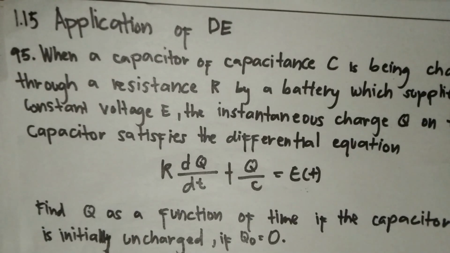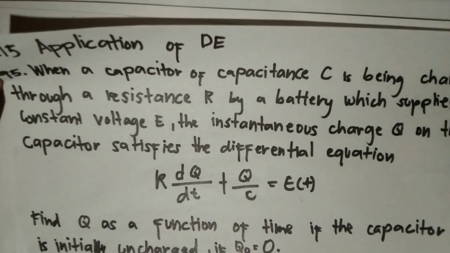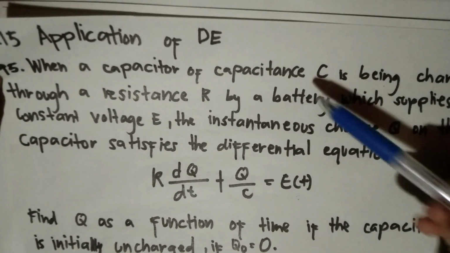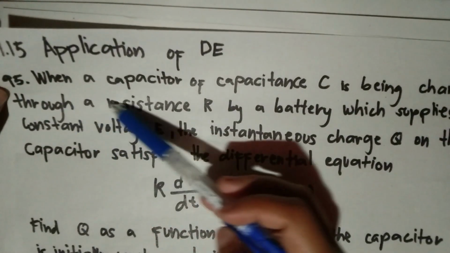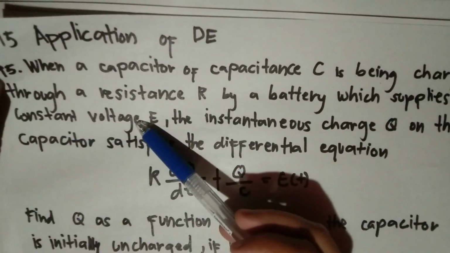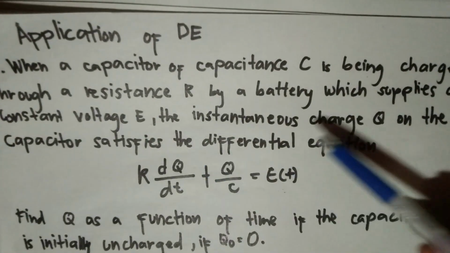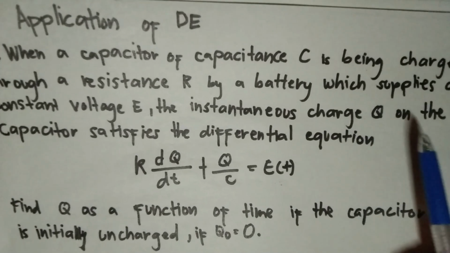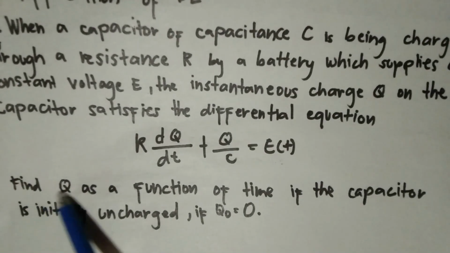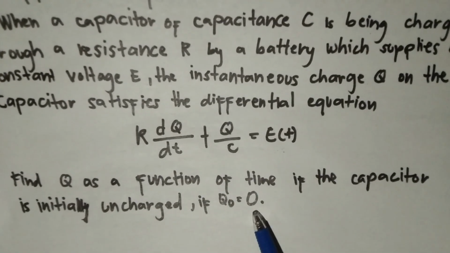Today we're going to solve a word problem as an application of differential equations. We have here number 95. When a capacitor of capacitance C is being charged through a resistance R by a battery which supplies a constant voltage E, the instantaneous charge Q on the capacitor satisfies this differential equation. We need to find Q as a function of time if the capacitor is initially uncharged.